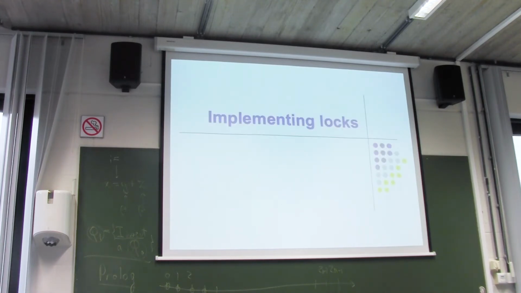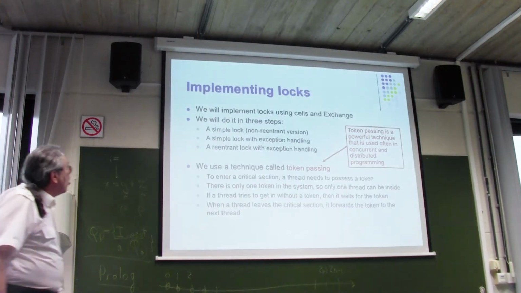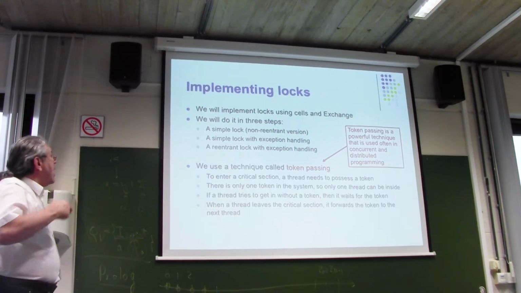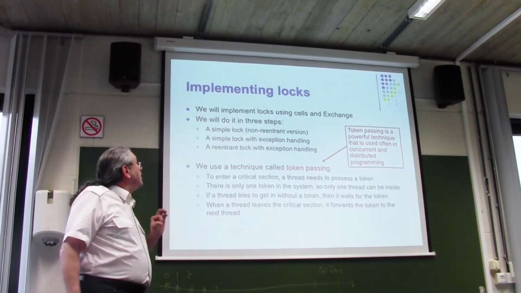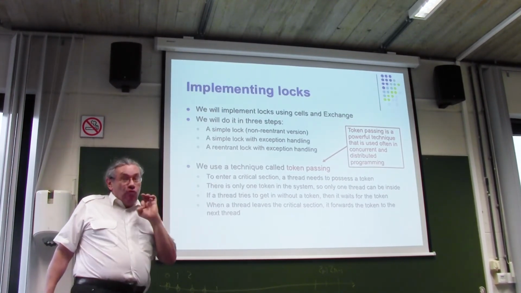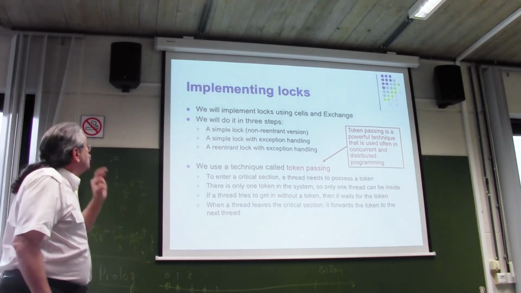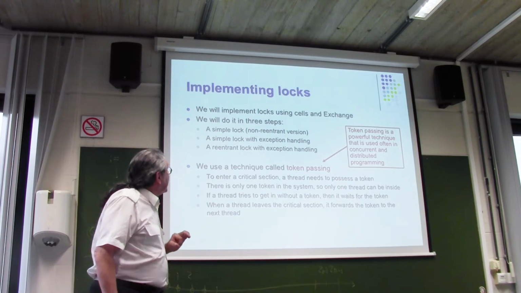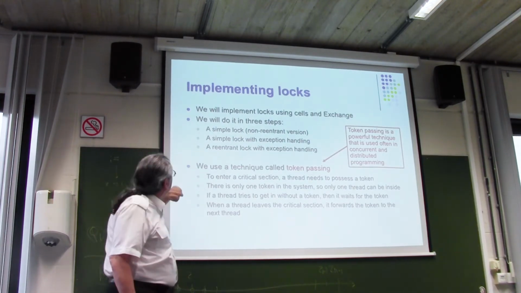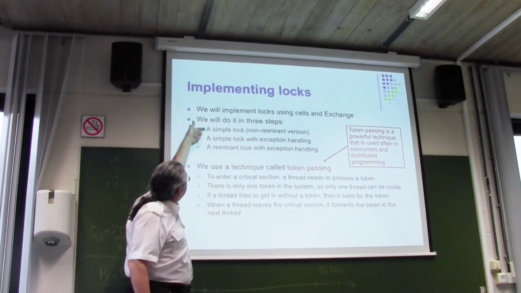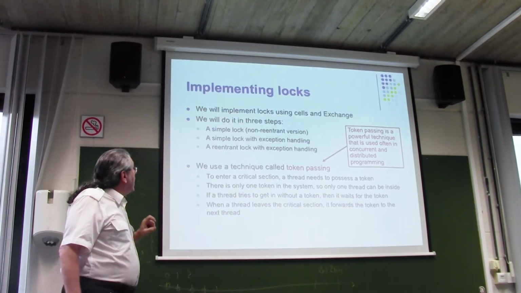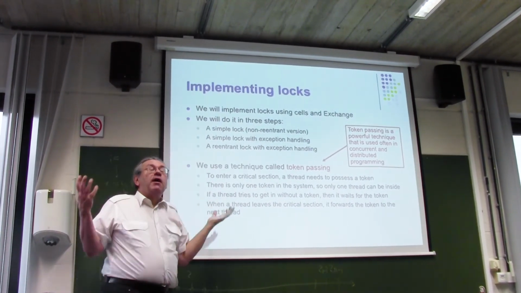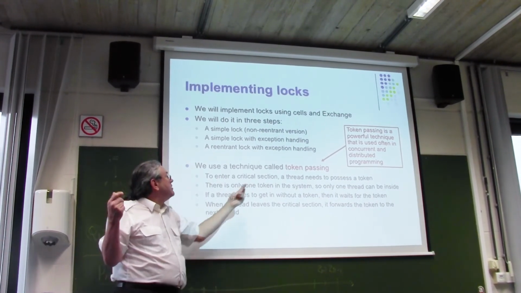Now I want to implement locks. I want to show you how to build the locks. We are going to implement locks, and internally, a lock, we will implement it using cells and exchange. So the lock really depends on exchange to make it work. And I will do it in 3 steps. The first, the simplest one, is a very simple lock which is not reentrant. And then the second step, I have to add something because of exceptions.